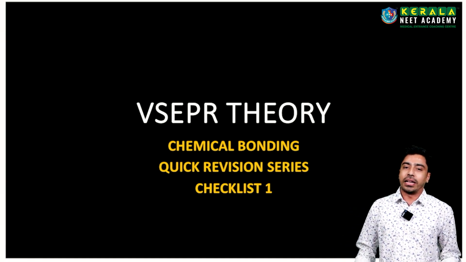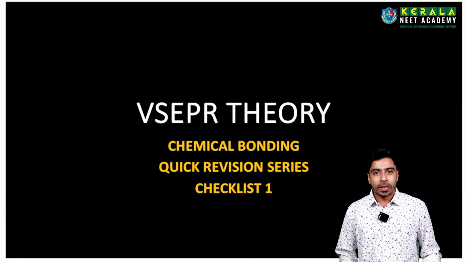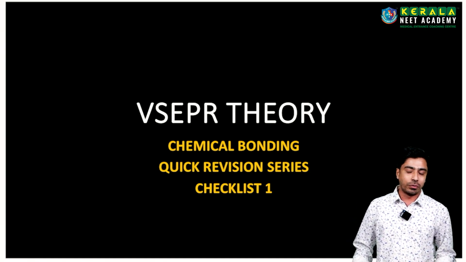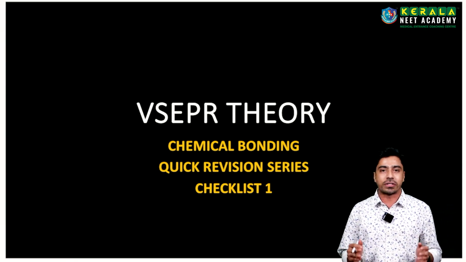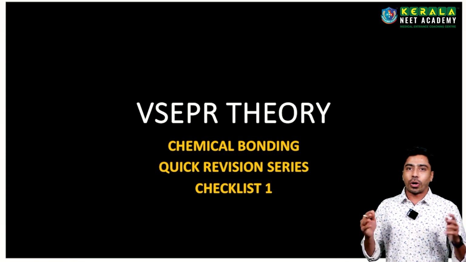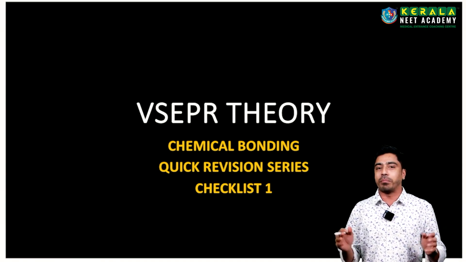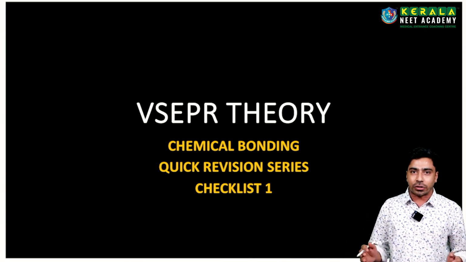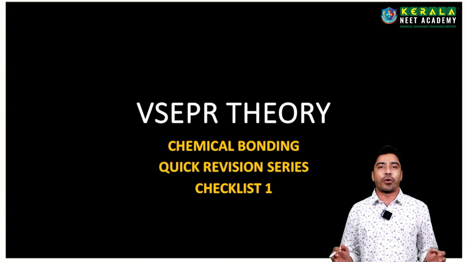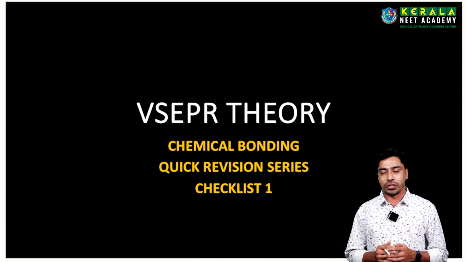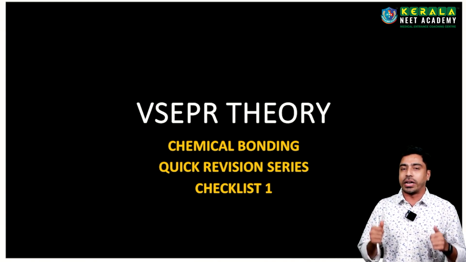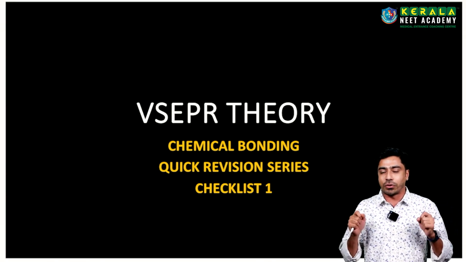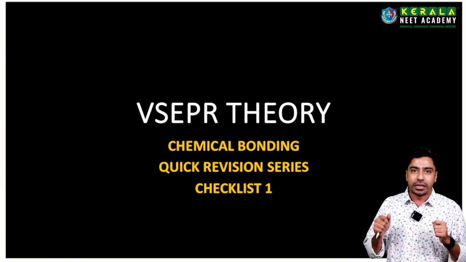Valence shell electron pair repulsion theory. In every molecule, we'll be having two types of electron pairs. You know that they are called bond pair of electrons and lone pair of electrons. Those electrons which participate in bond formation are called bond pair of electrons. And those valence electrons which do not participate in bond formation are called lone pair of electrons. The only thing is that you should know the number of these pairs of electrons.